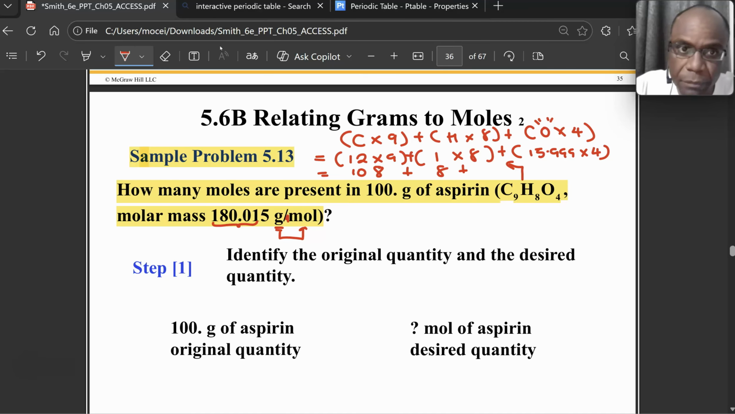So this one is giving me roughly 63.996. Add all those up. What will you get? Let me delete this. Add all those numbers up. What will you get?